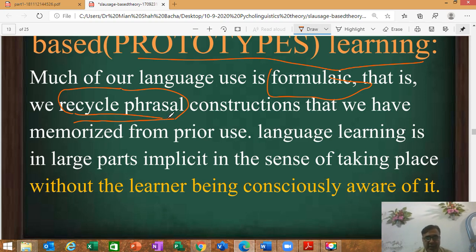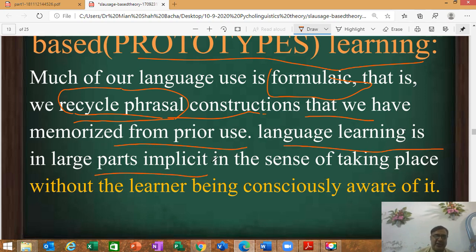Like in mathematics, you have a formula, and that formula is applied for making different expressions and for solving different things, different other questions and sums. So we have to memorize from prior use. Language learning is in large part implicit. Implicit means which cannot be felt, in the sense of taking place without the learner being consciously aware of it.